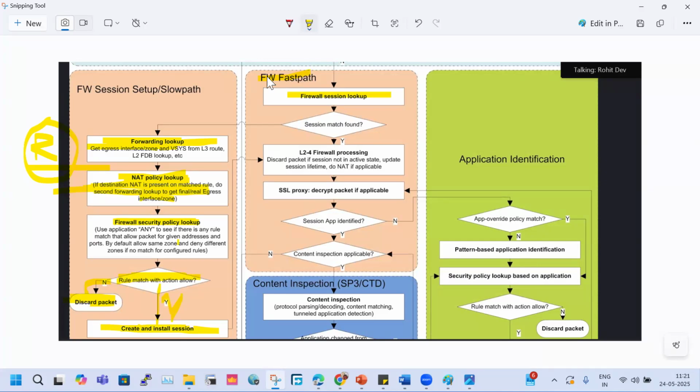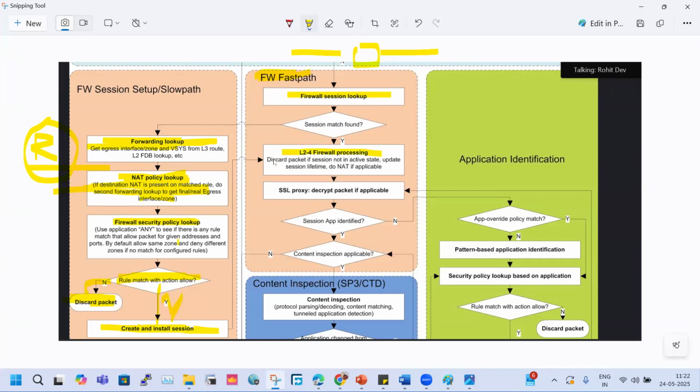Okay. Now come to the fast path. How will the fast path be preferred? Since you have already made a connection, the user already has a connection with the Palo Alto firewall, and based on the session lookup information, it identified that it already has a session with the firewall. So it will go to the fast path, right? In the fast path, what will it check? First of all, L2 to L4 processing will be done by the firewall.